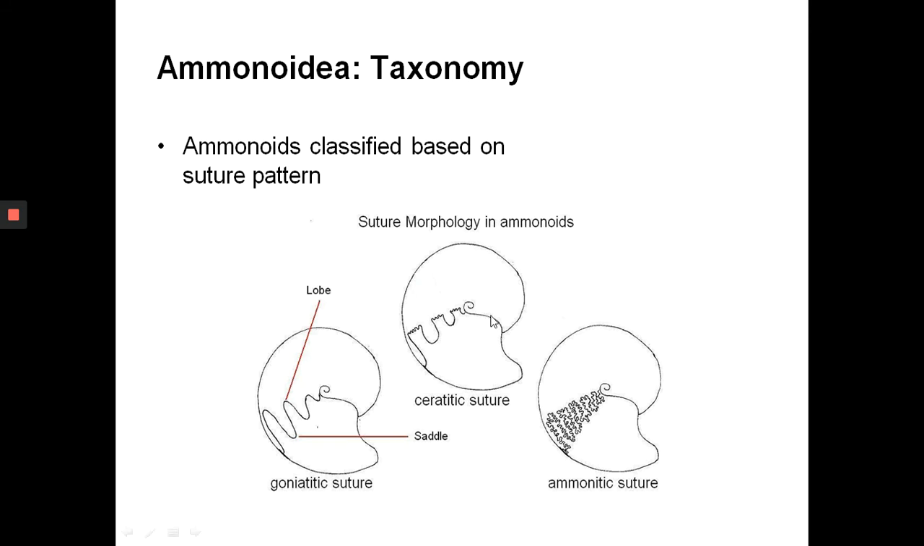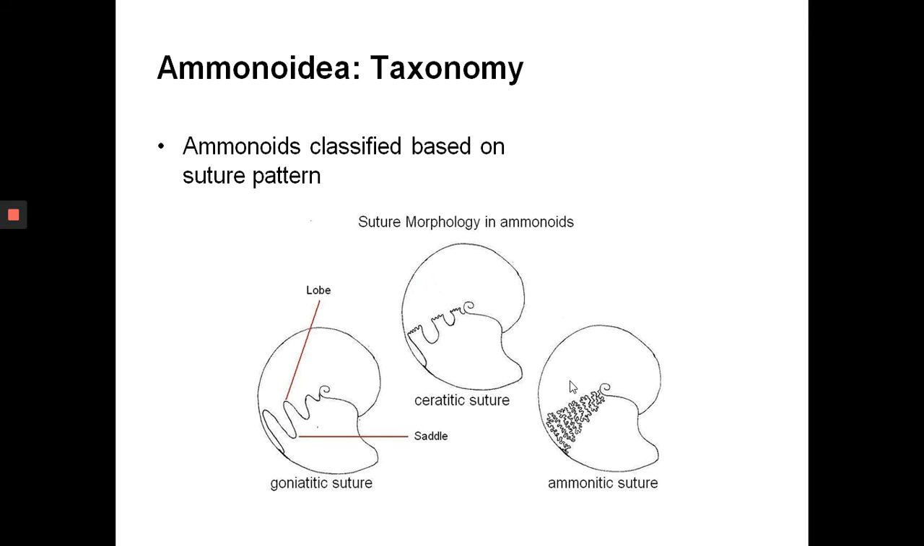There is a very general pattern to the lineage. More ancient types of ammonoids have this kind of simple zigzag pattern to the sutures, goniatitic. Then with time, they become more and more complex. So they are very good age indicators. So remember that when learning about ammonoids.